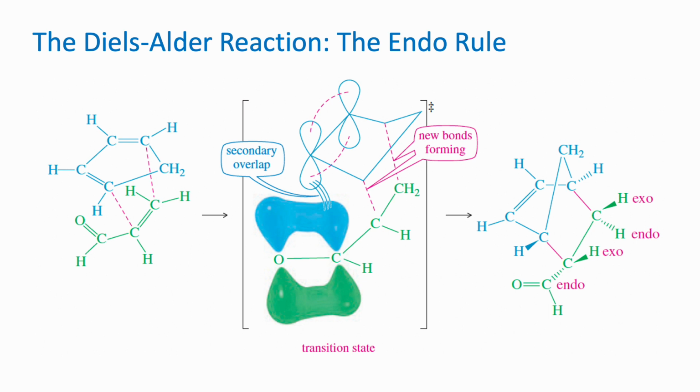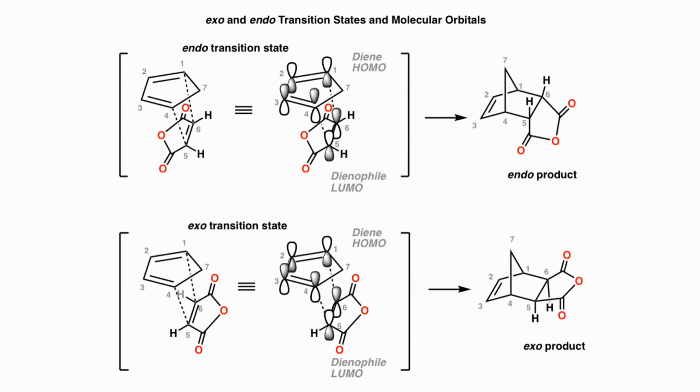There's an endo transition state, the one we're looking at, and there's an exo transition state, and the endo transition state is actually lower in energy than the exo transition state, and therefore the endo occurs more rapidly, and therefore it becomes the major product in our reaction. So here are a couple of other images here. We can see that we have the endo transition state and the exo transition state.